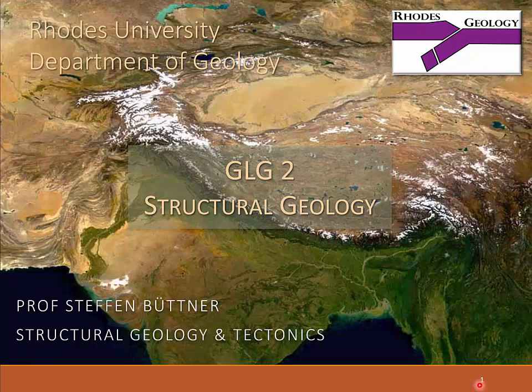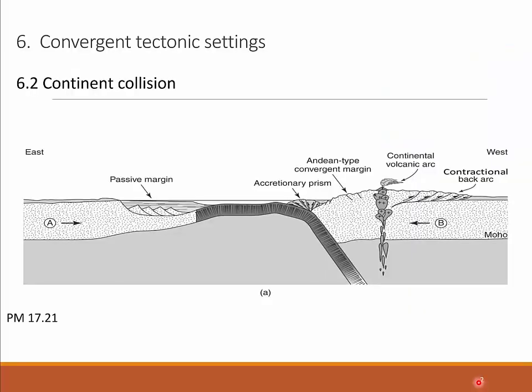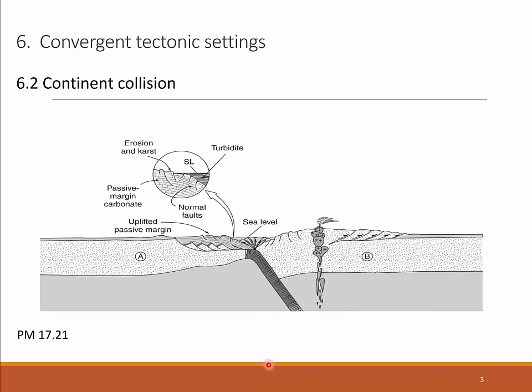Ladies and gentlemen, welcome to the second part of chapter 6, and here in the second part we are going to talk about continent collision. We see here a situation of an active Andean type continental margin underneath which an oceanic lithosphere is subducted, and eventually this process will lead to the closure of the oceanic basin and the entire subduction of the ocean that once separated two different continents.